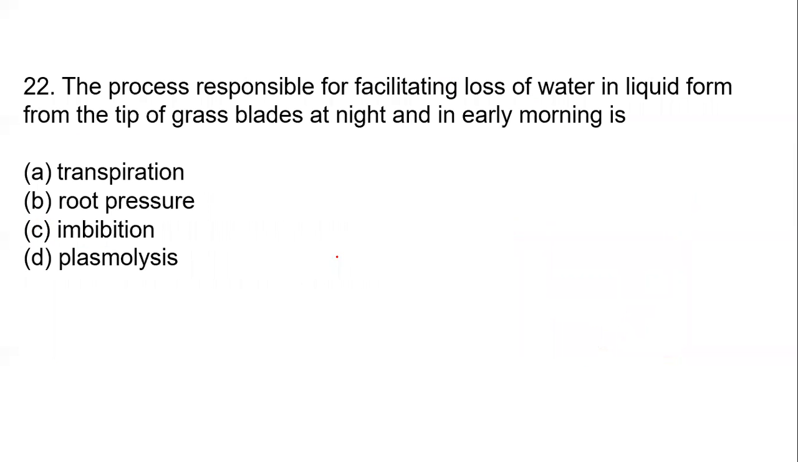Moving on to question number 22. The process responsible for facilitating loss of water in the form of liquid from the tip of the grass blades at night and early morning is a NEET 2020 phase 1 question. The loss of water in liquid form is guttation, while loss as water vapor is transpiration. So which pressure is responsible? It is none other than the root pressure. It is given directly in the NCERT.